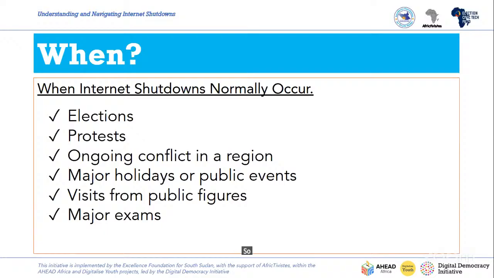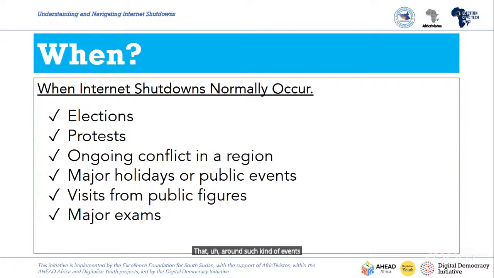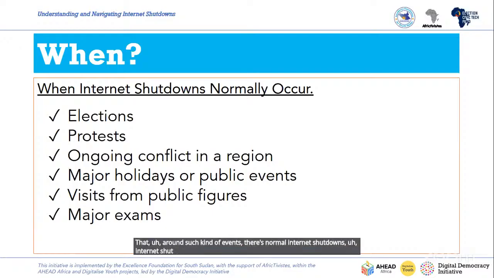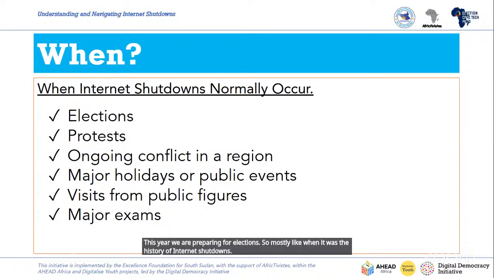So when do internet shutdowns normally occur? It is very important for us to understand the events that happen around internet shutdowns, so that if such events are coming up, we are able to anticipate that shutdowns normally occur around them. Internet shutdowns or censorship is one of the things the government can run to as a way of trying to control the public or the flow of information. One of these events is elections. This year we are preparing for elections. Historically, internet shutdowns normally happen around elections.